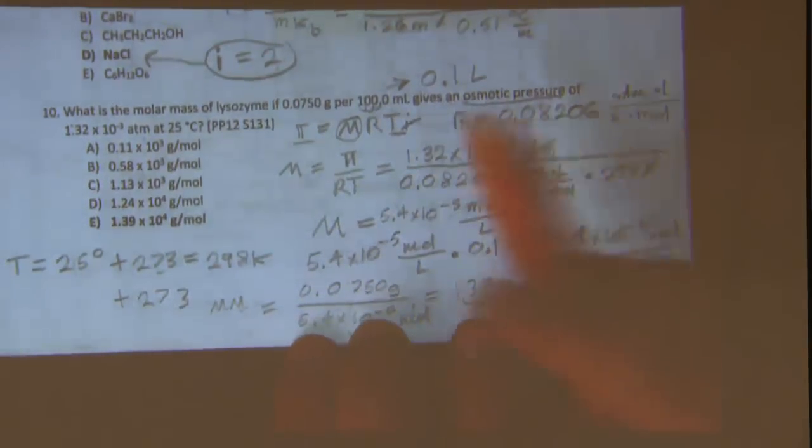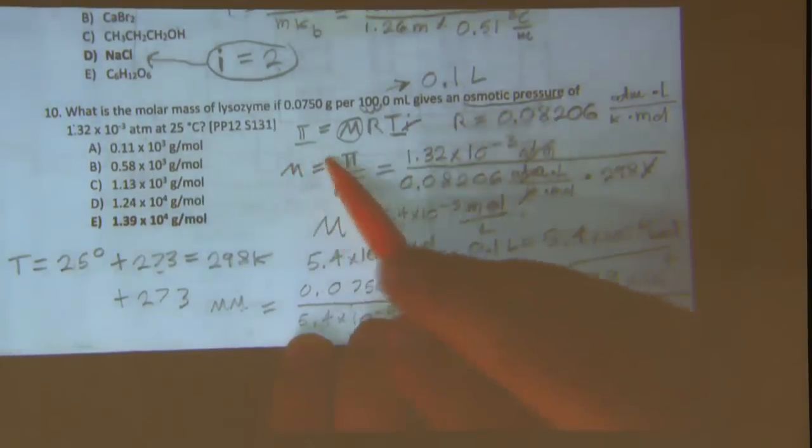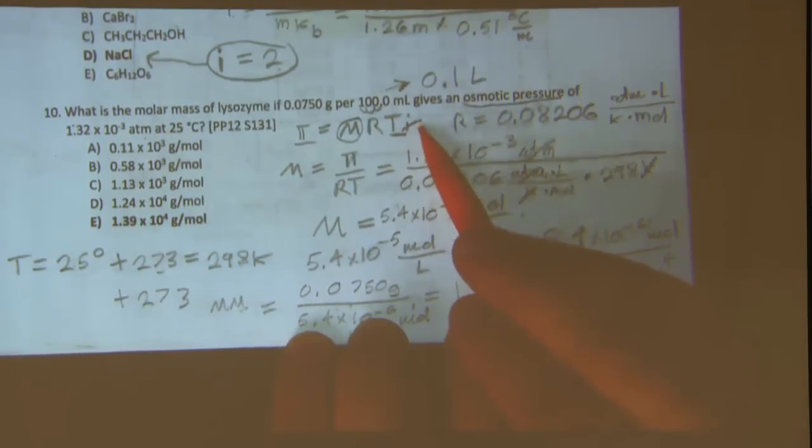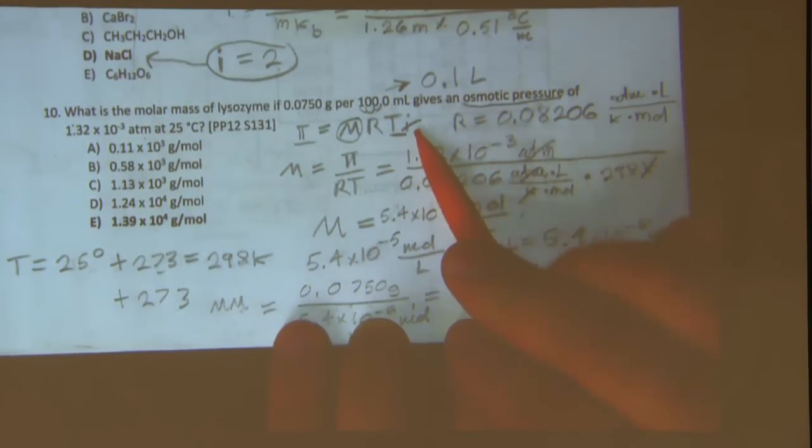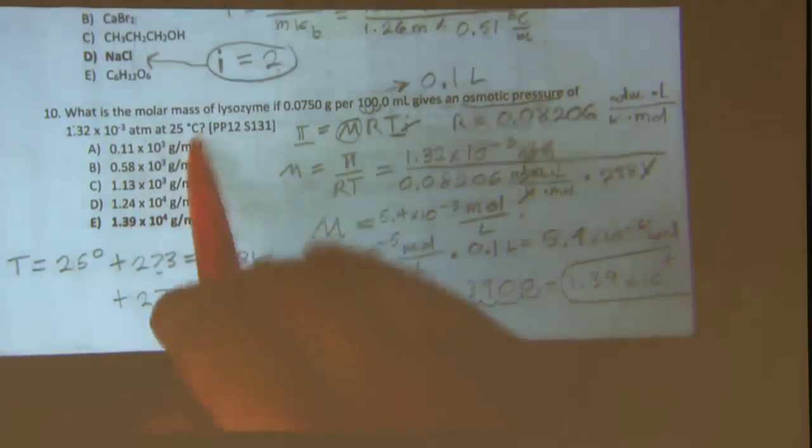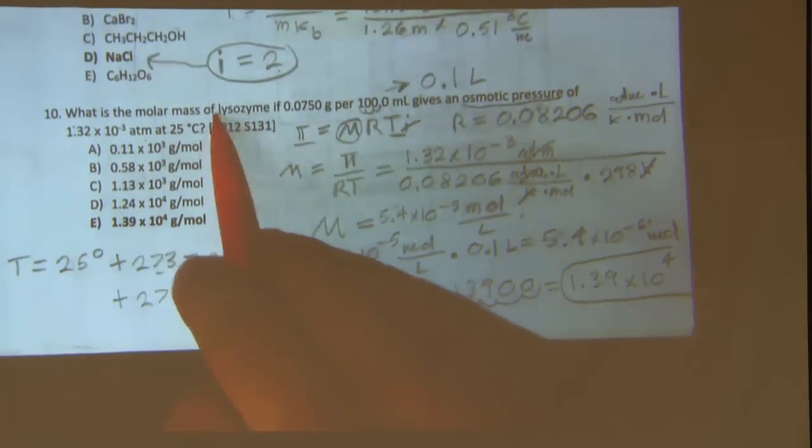So for this problem, osmotic pressure, here's the formula. If you can see here, I crossed out the i. That's because they tell me that it's lysozyme. Do you guys know what lysozyme looks like?